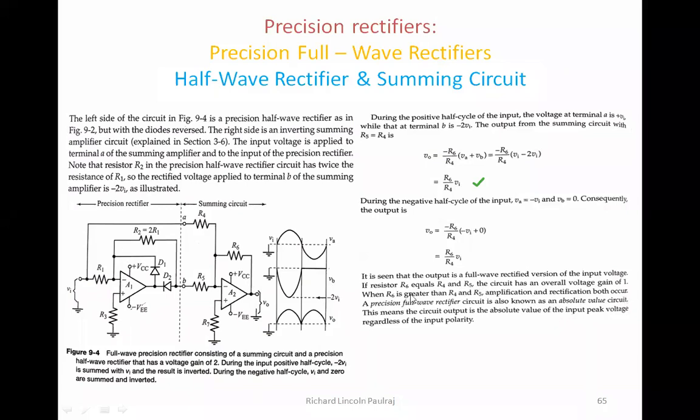A precision full wave rectifier is also known as an absolute value circuit. Why is it called absolute value? Because it is able to modify the positive cycle and the negative cycle as well. This means the circuit output is the absolute value of the input peak voltage regardless of input polarity. So we are able to change the properties of my input waveform based on how I connect the diodes and based on how these resistances are designed.